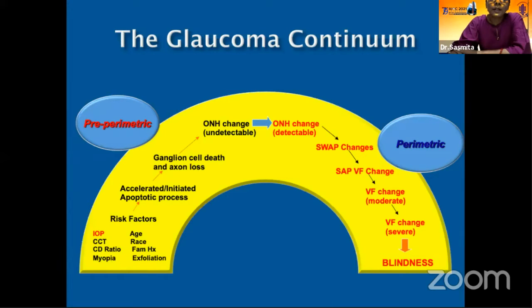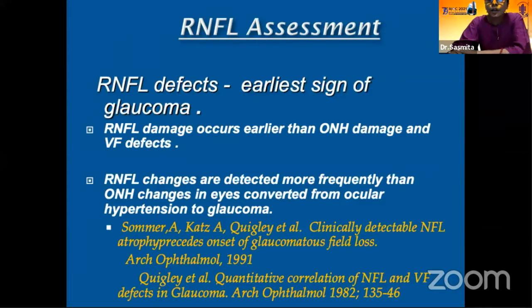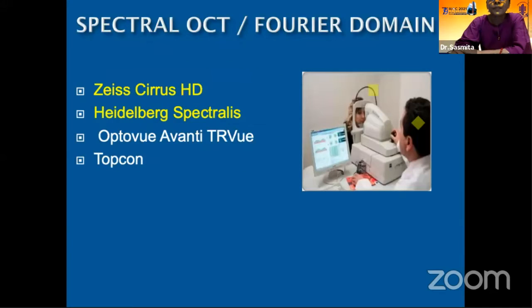So pre-perimetric evaluation of early glaucoma is the key factor in glaucoma screening and diagnosis. As we know, the structural damage may precede the functional loss, and RNFL defects or the ganglion cell defects are the earliest signs of glaucoma, and this damage occurs earlier than ONH damage and visual fields. OCT as a technology and a machine is important for the RNFL measurement. It is a real-time, immediate, objective, and quantitative assessment of RNFL, detects the focal NFL defects and localized regions of NFL attenuation.